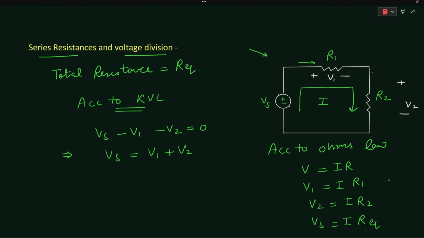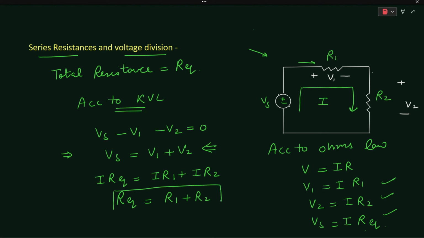So after substituting these values in this particular equation, what we can get is I into R equivalent will be equal to I into R1 plus I into R2, okay. So R equivalent will be equal to R1 plus R2, okay. So this is the total resistance of the resistors when they are connected in series.